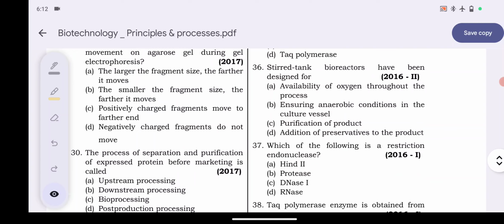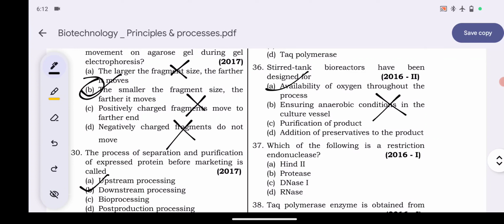Option A, availability of oxygen throughout the process. Correct. Option B, ensuring anaerobic conditions in the culture vessel. Purification of product, addition of preservative to the product. So A option is your answer.